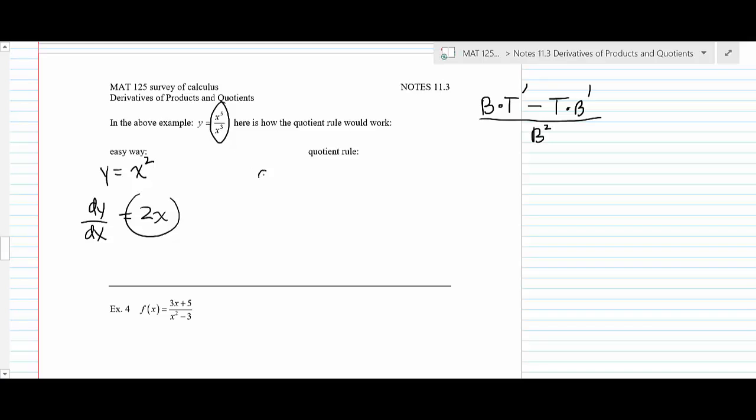Okay, so let's do it this way and see if we don't get the same answer. You would take the bottom, which is x to the third, and multiply by the derivative of the top. Let's just write it down as you're doing the derivative of the top. Okay, that's that part of it. And then it's minus the top times derivative of the bottom.